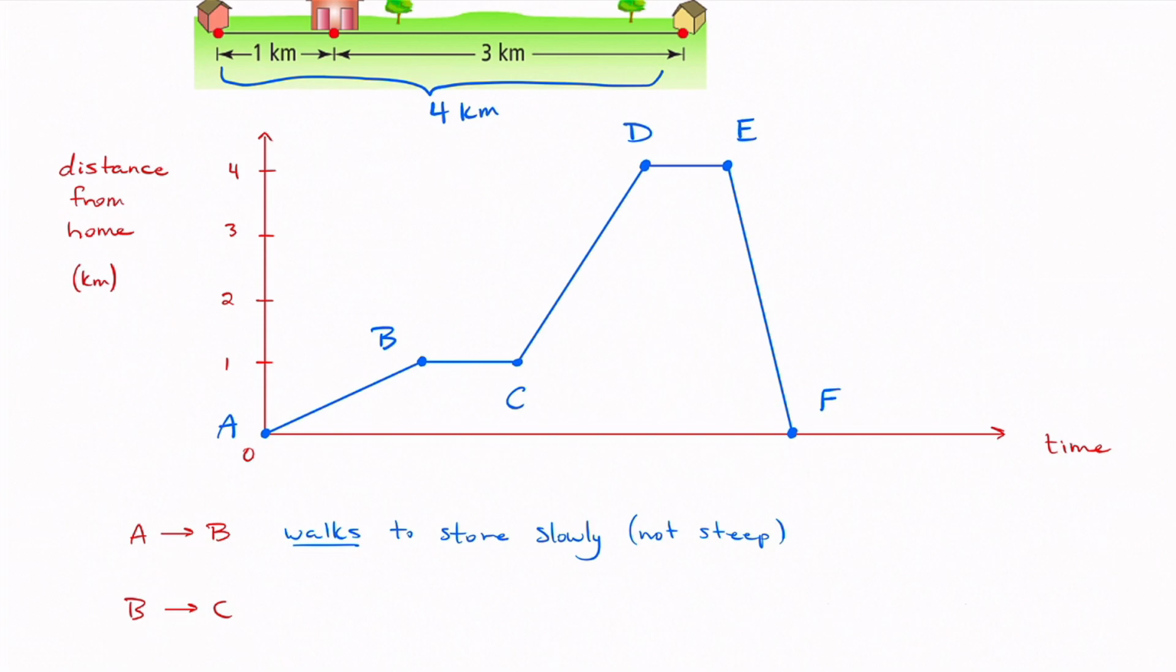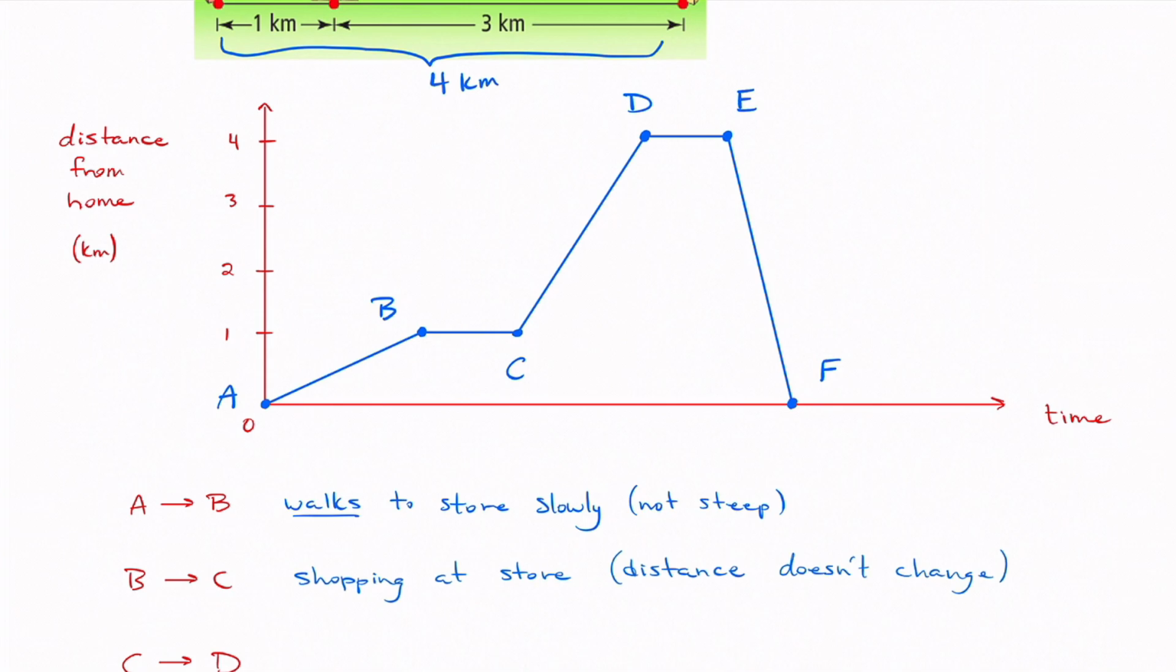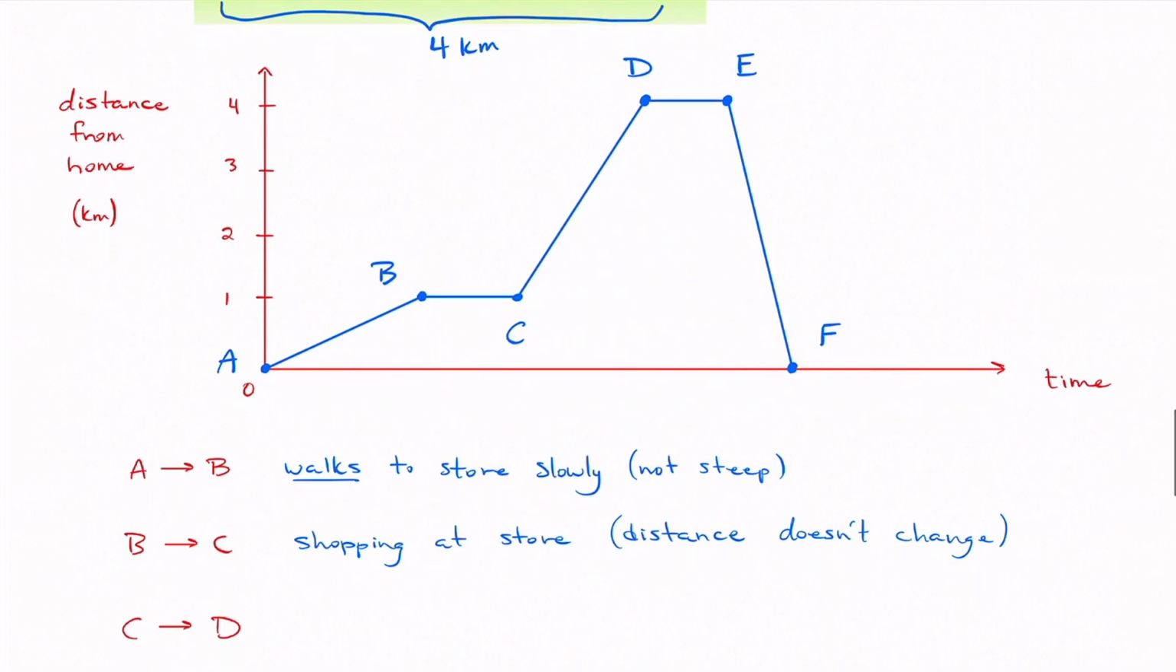Then from B to C, we were at the store, so that meant that our position wasn't changing, so our distance doesn't change. So shopping at the store, distance doesn't change. Then for this C to D section, that is where we jogged to our friend's house, so it had to be a little bit steeper. So it was a slow jog to our friends, and jogging, therefore it has to be steeper. Again, this was walking, this is jogging, so this has to be steeper of a hill.